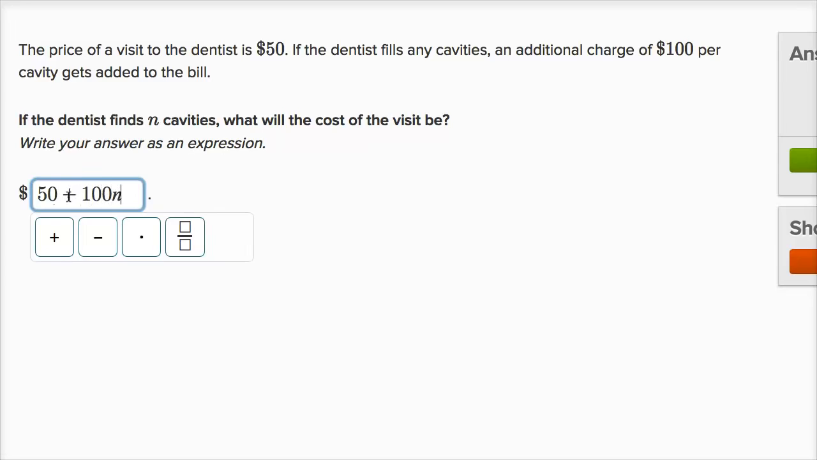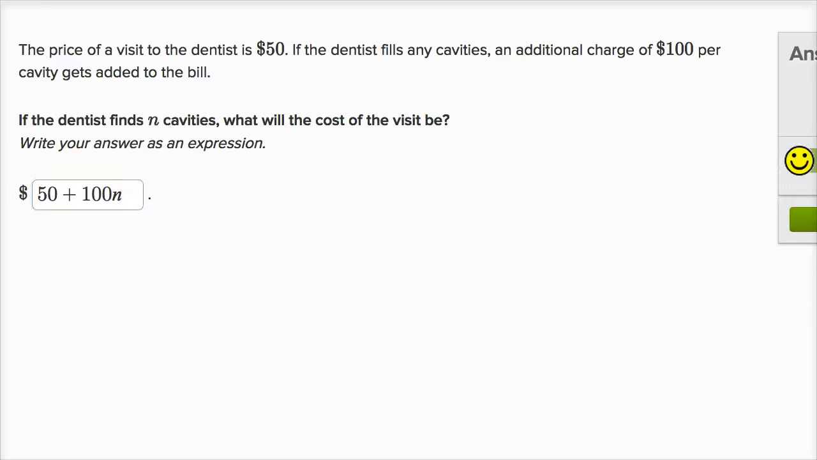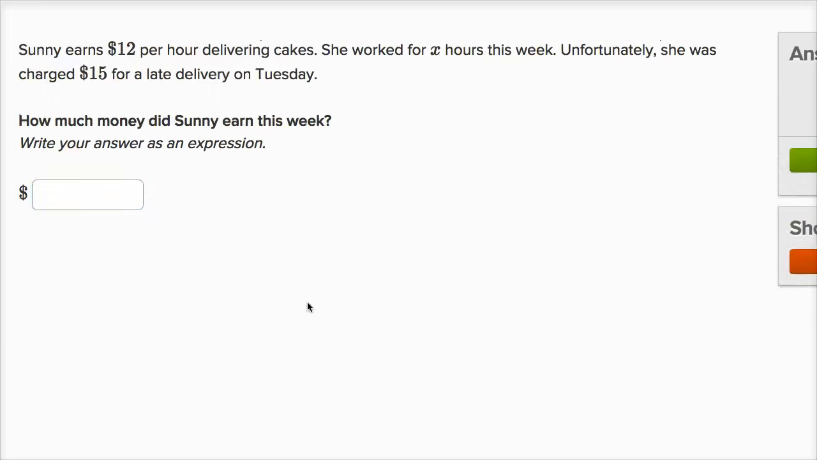And let's see if this makes sense. If you have no cavities, if n is 0, then you're just going to pay your $50. But if you have one cavity, you're going to pay your $50 plus 100 times 1. If you have two cavities, you're going to pay $50 plus 100 times 2. Yeah, this seems to make sense. So let's check our answer. We got it right. Let's do another one of these.